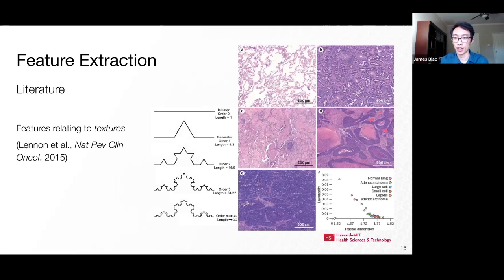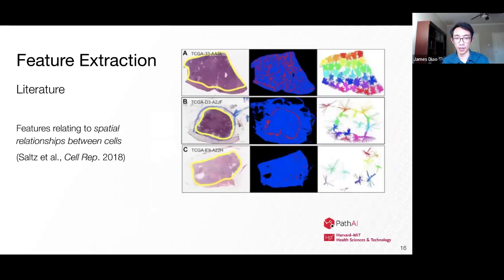Lennon et al. reviewed some work showing that texture properties like fractal dimension can be used to separate lung adenocarcinoma from lung squamous cell carcinoma. Saltz et al. investigated the spatial relationship of clusters of tumor infiltrating lymphocytes and used that to predict certain features of the cancer.